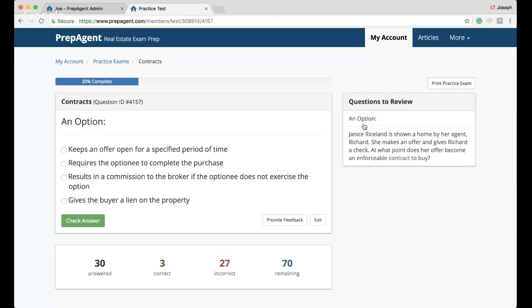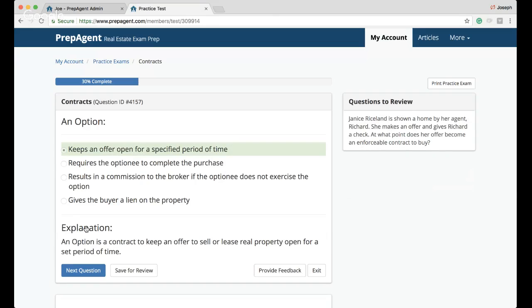Option for a specified period of time, requires the optionee to complete the purchase, results in a commission to the broker if the optionee does not exercise the option, or gives the buyer a lien on the property. What do you guys think? Keeps an offer open for a specified period of time. Good.